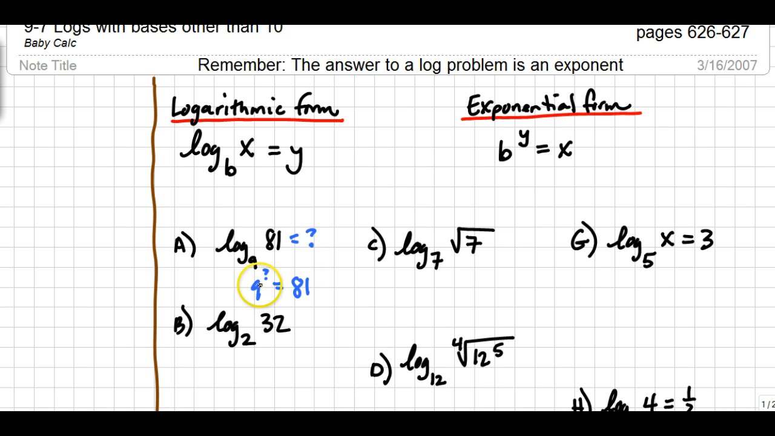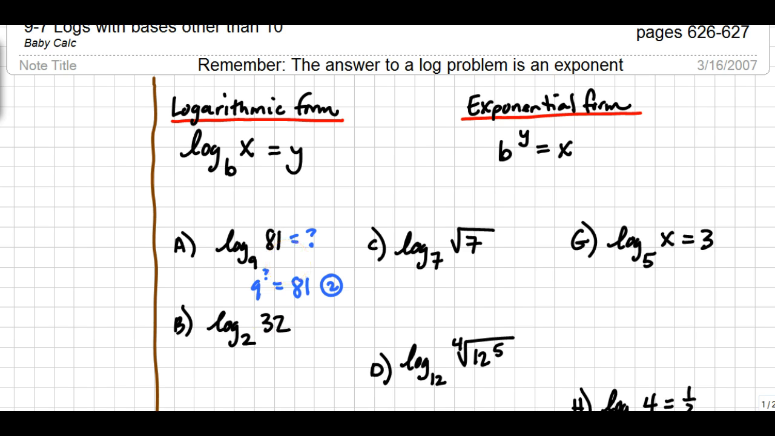Be careful here. A common wrong answer students give is to say 9 times 9 and say that 9 is the answer. 9 times 9 is indeed 81, but 9 times 9 is not in exponent form. 9 times 9 means 9 times itself twice, and so the exponent there should be a 2. We know that 9 squared is 81, not 9 times 9. 9 times 9 is 81, but that's not an exponent.